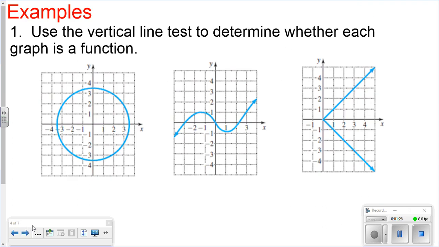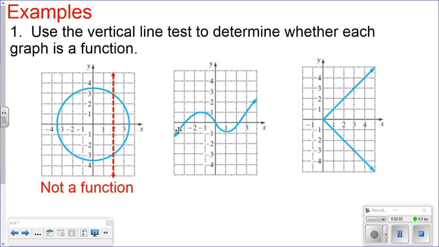Number one, use the vertical line test to determine whether each graph is a function. So the graph is this blue circle here. So that's our graph. So if we did a vertical line test, we would see that it is not a function. Because see this vertical line? At x equals 2, I also have a y of 3 and a y of negative 3. So the two ordered pairs would be (2, 3) and (2, negative 3). So my x value has two different y values.